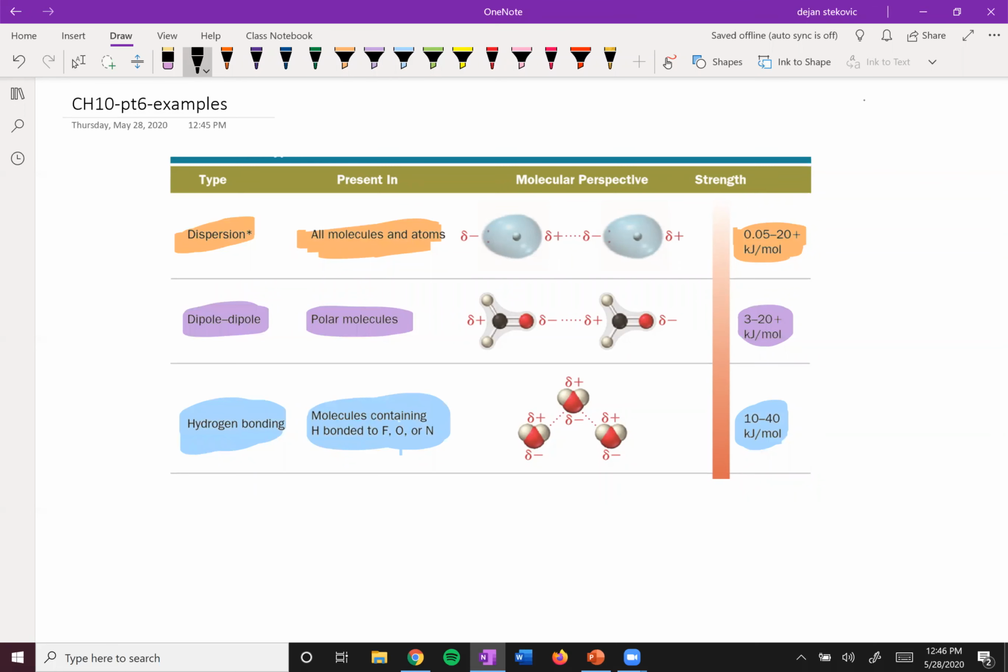So another thing to remember is that intermolecular forces are much weaker than intramolecular forces, which are bonds. So for example, an H-H bond is 436 kilojoules per mole. So still much stronger than any of these other ones.